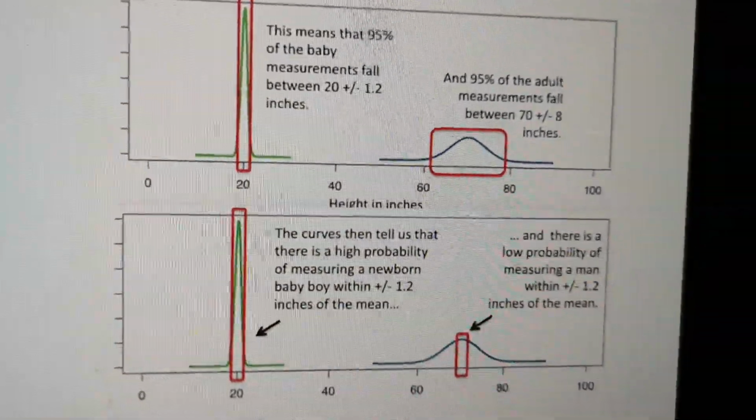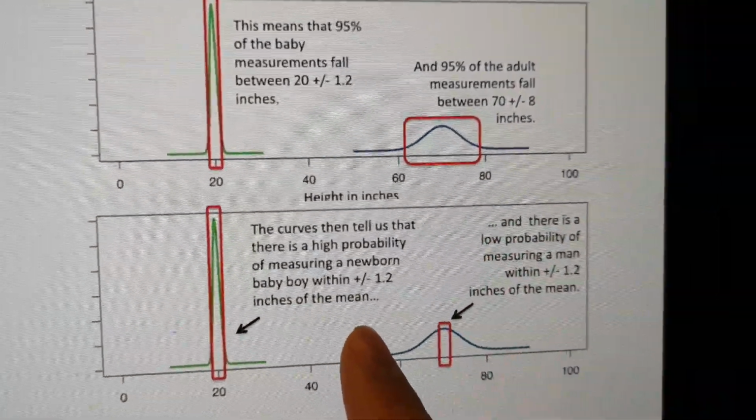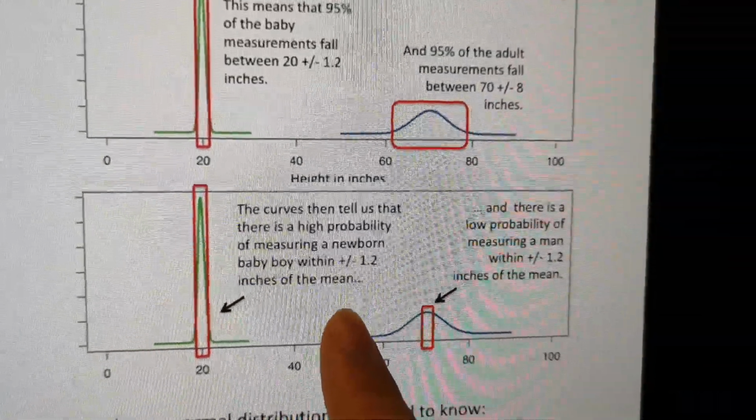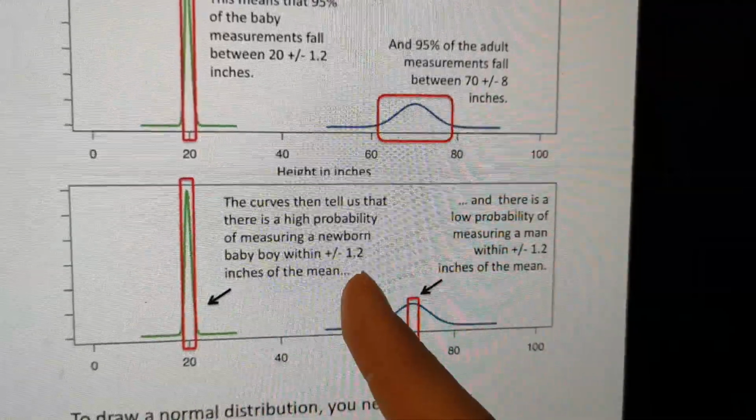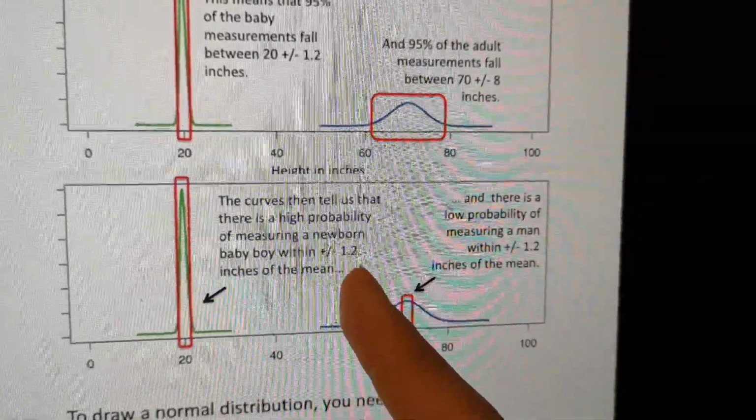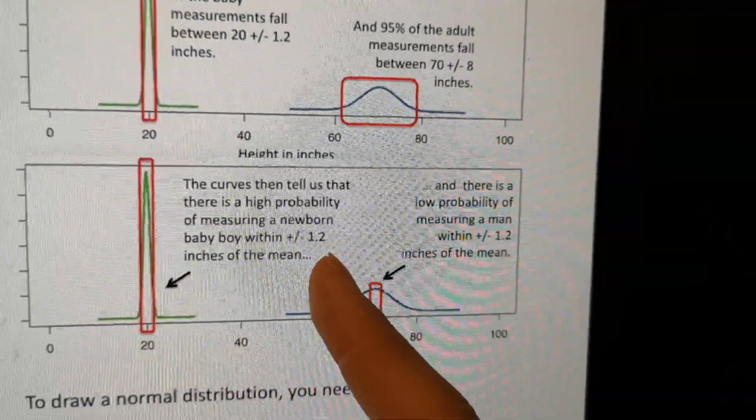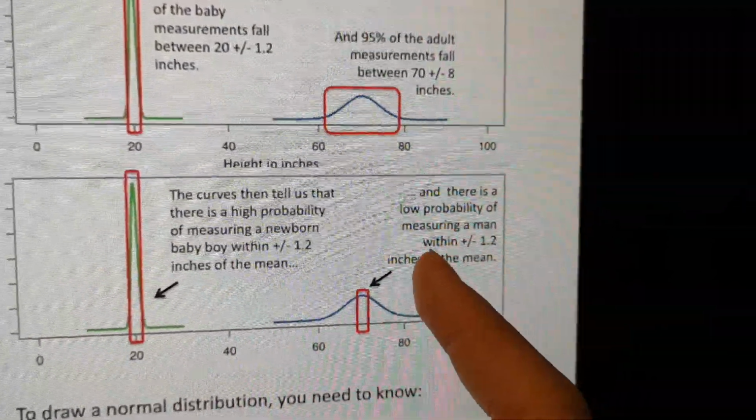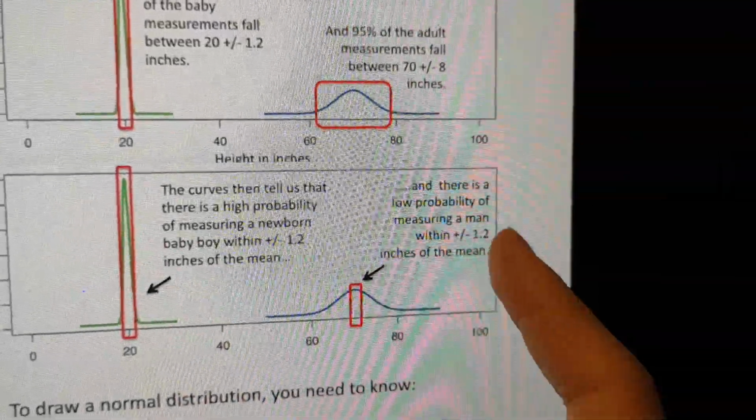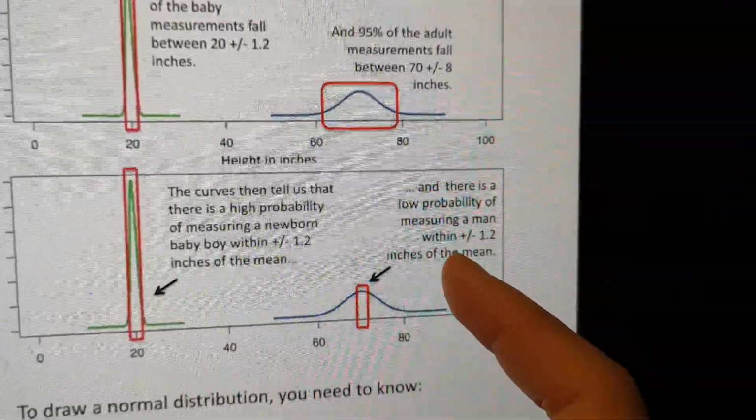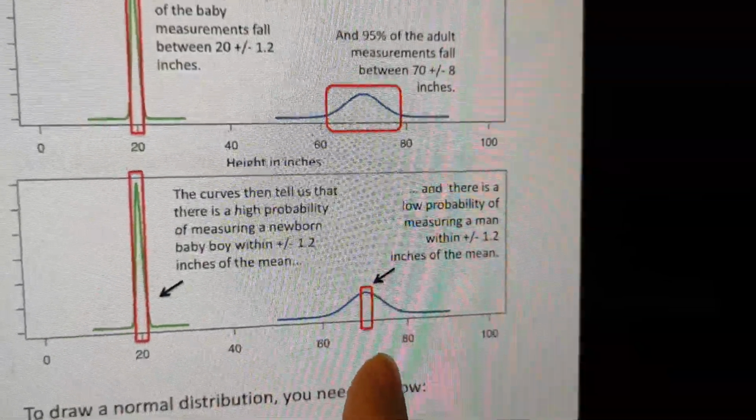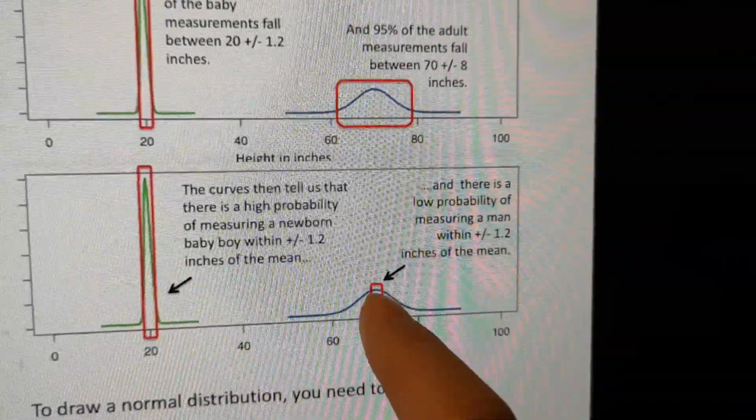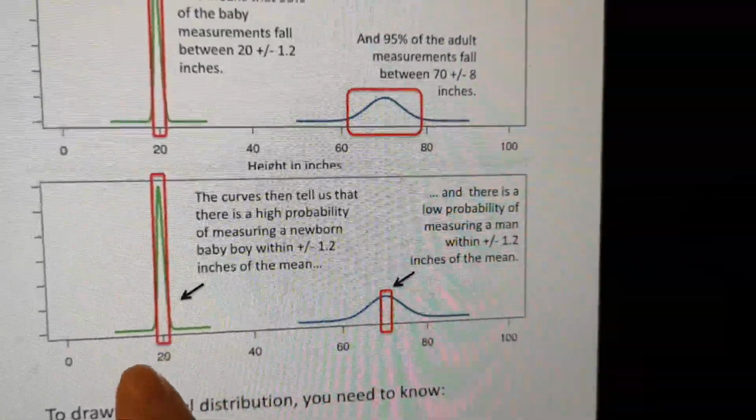And because the distributions are different, we can also conclude that there's a high probability of measuring a newborn baby boy within plus or minus 1.2 inches of the mean. But for adults within the same width, the probability will be lower, because the area under the curve, which shows the probability, is smaller. This one compared with this one.